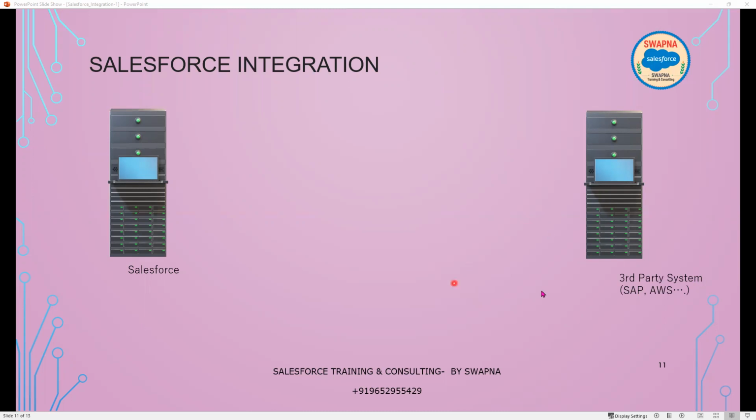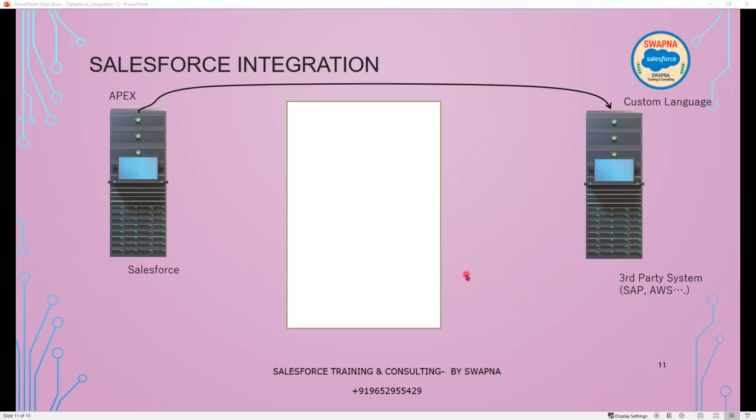Okay, so we have Salesforce and a third-party system. Whenever we are sending the details to the third-party system, there are a couple of things we need to be very careful about. The first thing is the protocol. We need to check what the protocol is. The second one is the data, whether serializing or deserializing, whatever we are doing. And the third one is security.